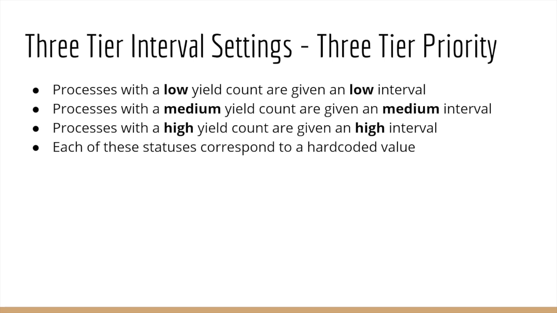Here are our three-tier interval settings using a three-tier priority system. As you can see, a low yield count corresponds to a low interval, a medium yield count to a medium interval, and a high yield count to a high interval. The idea behind this is that if a process is trying to run and gets interrupted a lot, it'll make its way to a very high priority and then be able to run for a long time. Newer tasks that can maybe be done quickly have a low yield and low interval, and can just be operated on quickly and get out of the way.